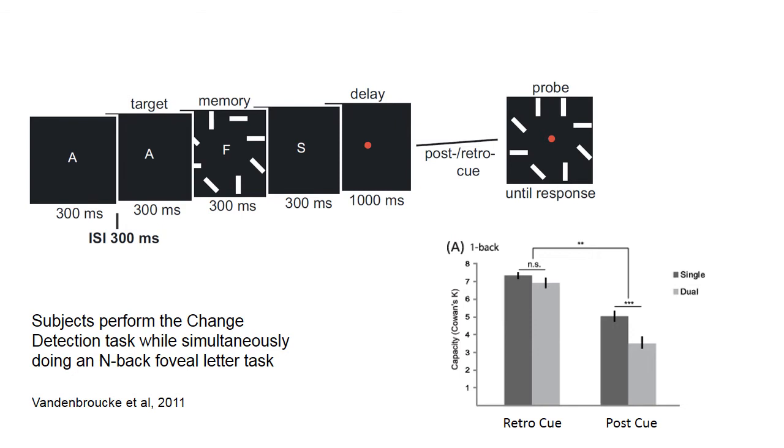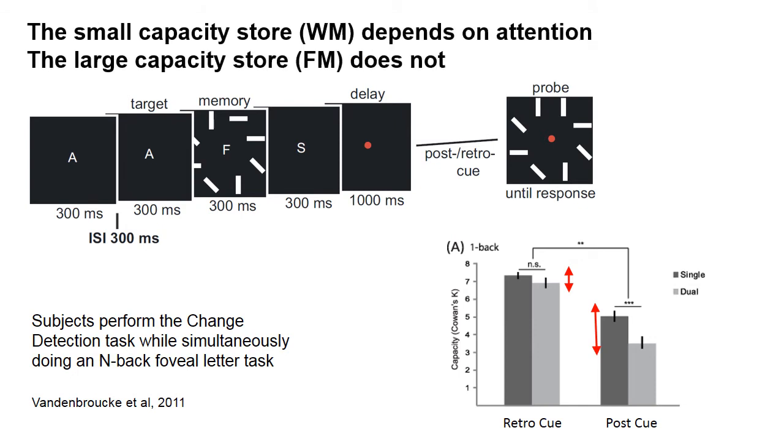And as before, we found a much higher capacity for fragile memory than for working memory. Now, importantly, the working memory capacity was strongly affected by the attentionally demanding n-back task. The fragile visual memory capacity, however, was not. So, the experiment clearly shows the relation between attention and working memory and the independence of attention and fragile visual memory.